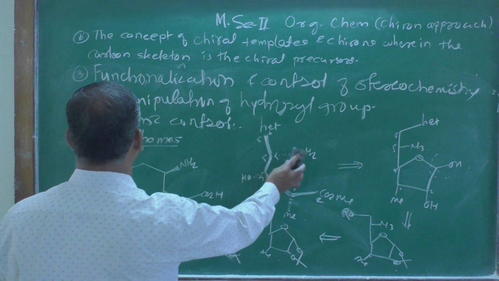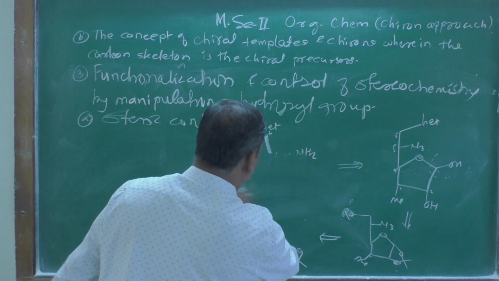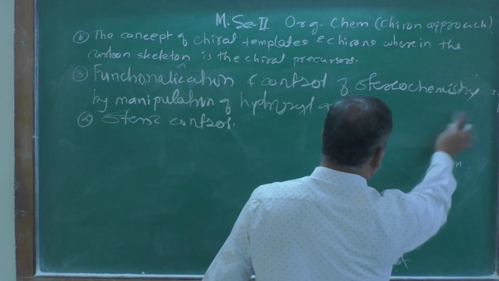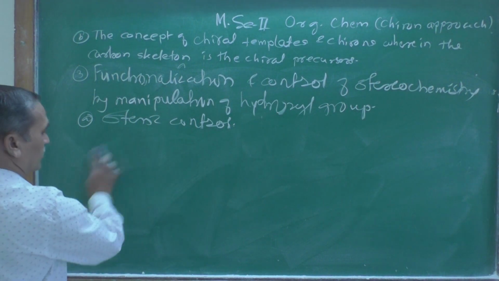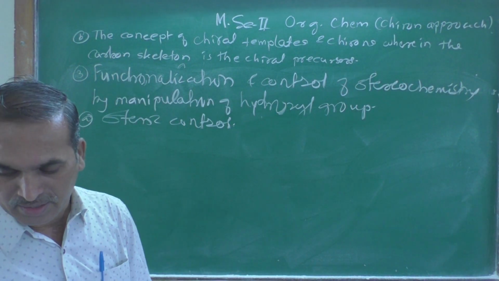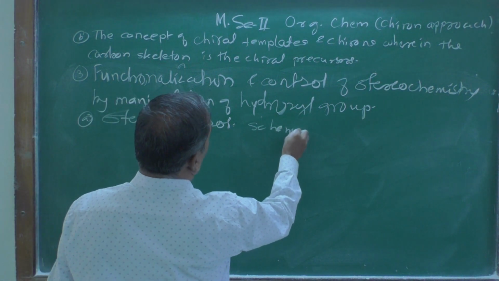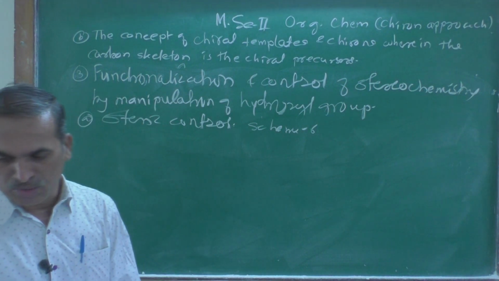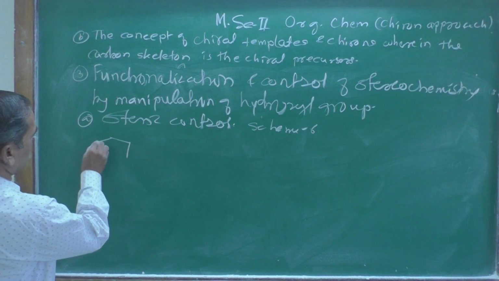Let us see another scheme of steric control, so that you can understand in a better way what steric control is. Let us see, here is scheme number 6 over here. Now here the starting compound is this one.